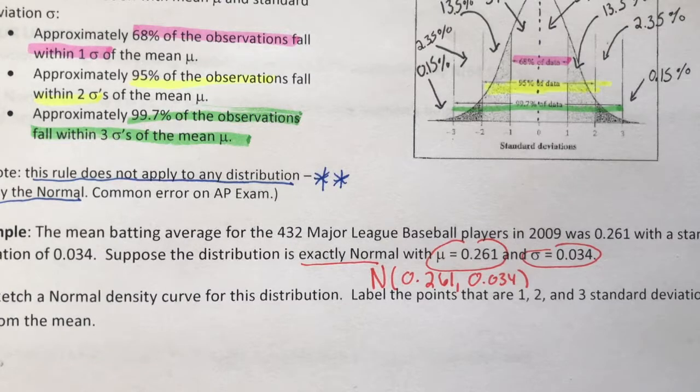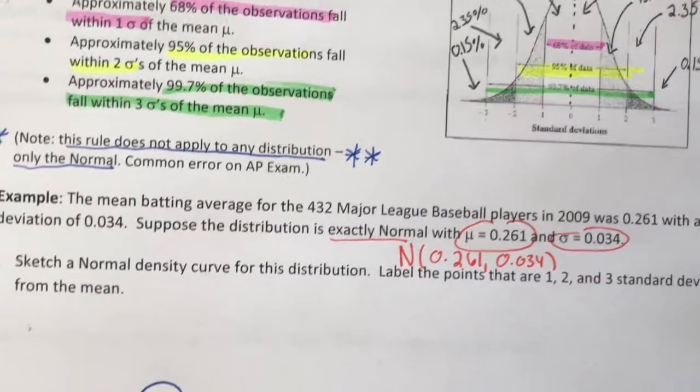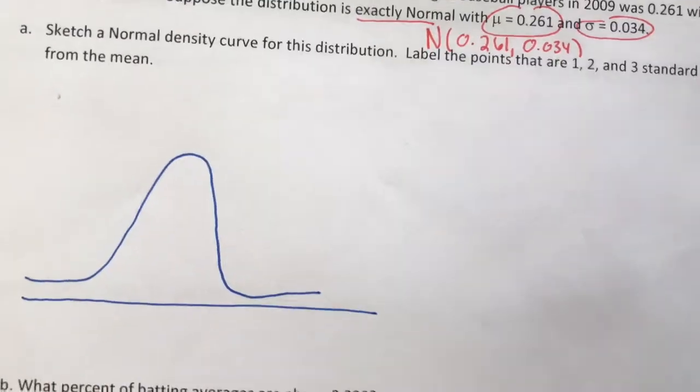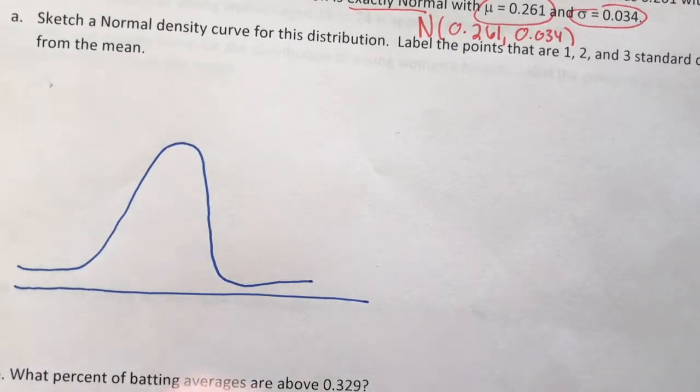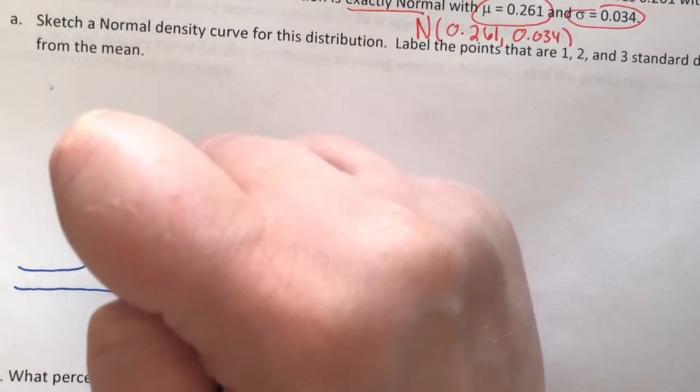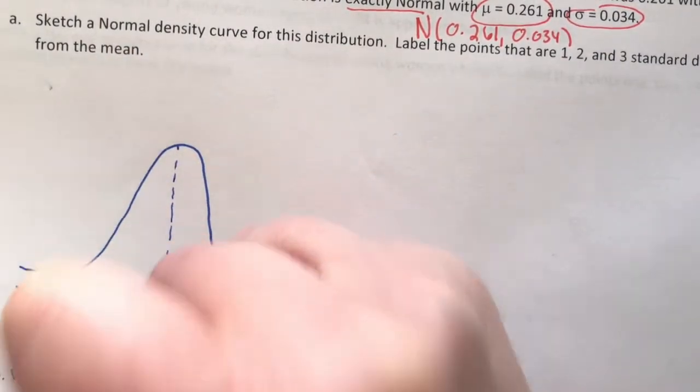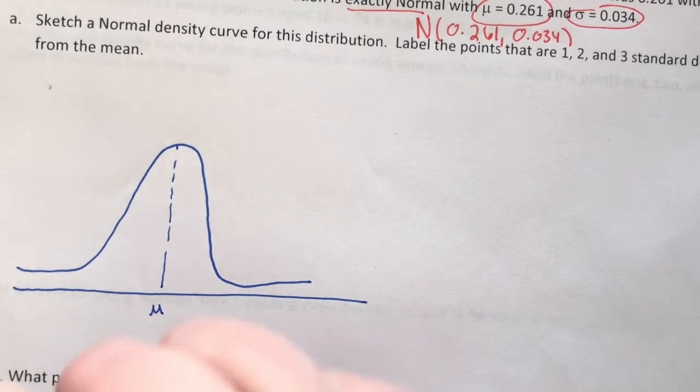notation. So it says sketch a normal density curve for this distribution and label the points that are 1, 2, and 3 standard deviations from the mean. Okay, so you're going to do your best to draw your bell-shaped curve. And when you do that, you're going to fill in your mean. The mean we know is going to fall exactly in the middle. So we're going to label our mean, and it tells us that our mean is 0.261.